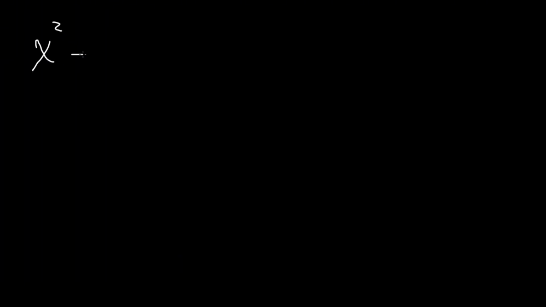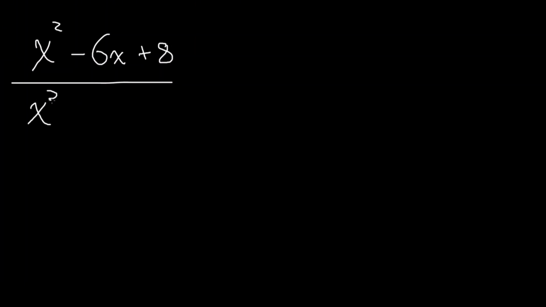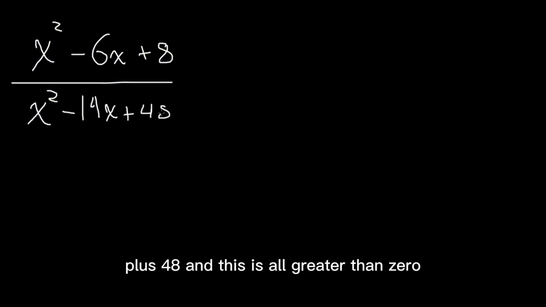Hello, today I'll be showing you how to solve some rational inequalities. So the first example is x squared minus 6x plus 8, and this is all divided by x squared minus 14x plus 48. And this is all greater than 0.